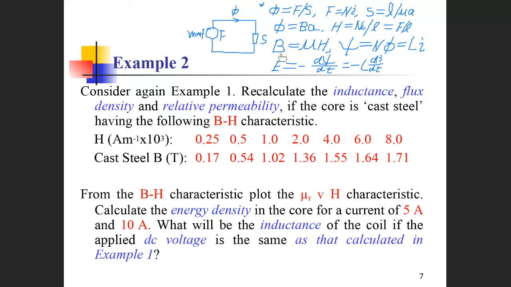So in practice, for a given coil, you can apply different values of current, so you have different values of H. On the other side, you can measure the induced voltage across the coils. When the current changes, the induced voltage changes. This induced voltage is proportional to the inductance, which represents the strength of the magnetic flux density B. Big Phi is proportional to B, and this is proportional to I.